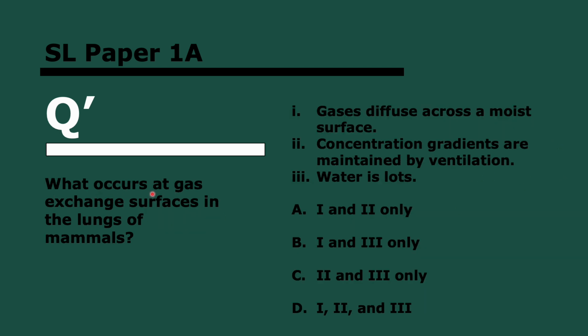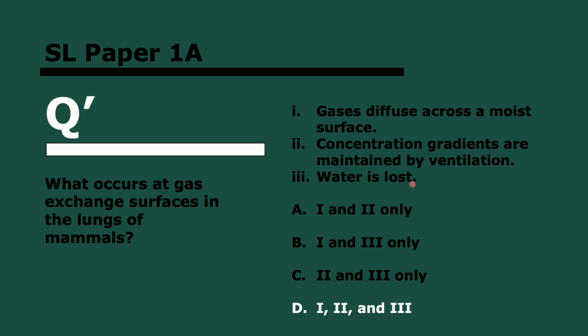What occurs at gas exchange surfaces in the lungs of mammals? 3, 2, and 1, all of them. So obviously gases diffuse across a moist surface in the alveoli. Also, concentration gradients are maintained by ventilation, just meaning you get oxygen so that there's a concentration gradient with the blood.